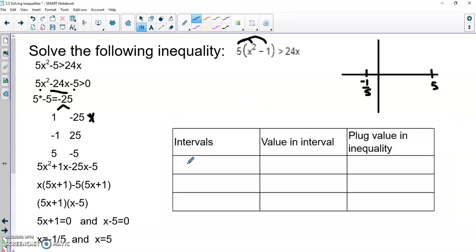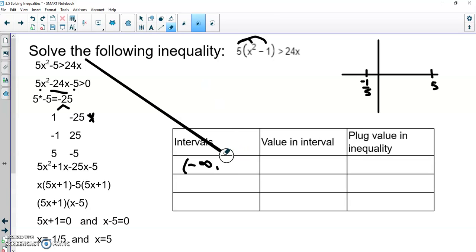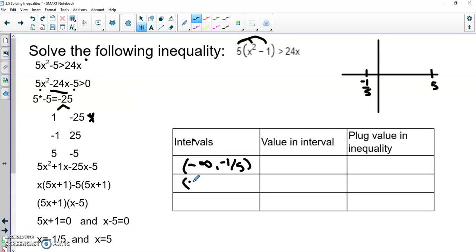So my intervals were from -∞ to -1/5. I also have the interval from -1/5 to 5, and from 5 to infinity.